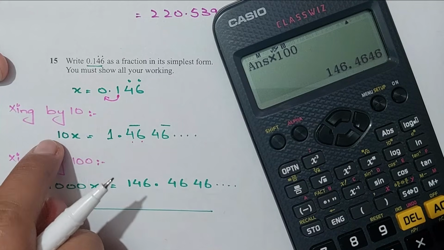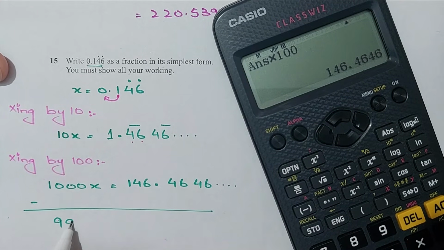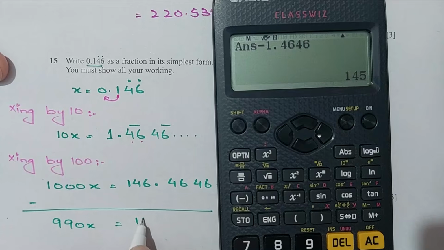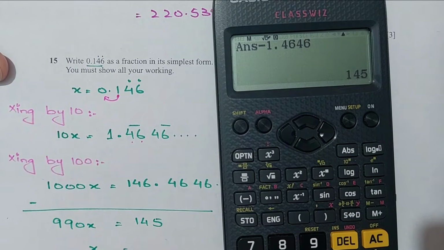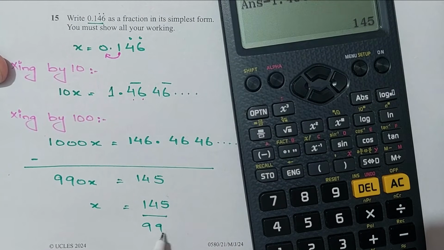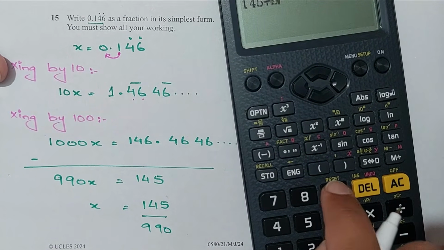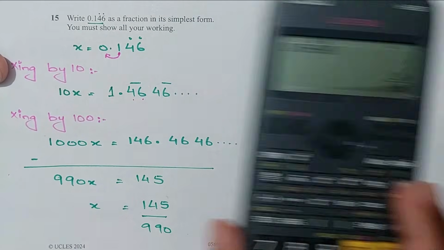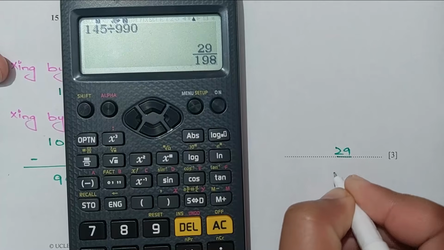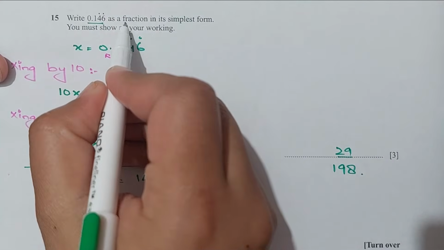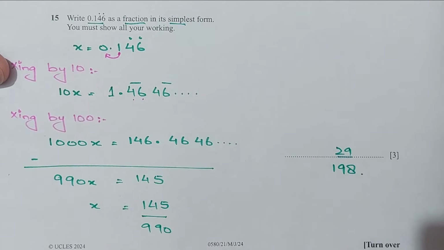Okay, now we have to subtract. From 1000x take away 10x, this is 990x. From this number take away 1.4646, this is 145. So what is x? x is going to be 145 over 990. 145 over 990 in its simplest form is 29 over 198. This is in the simplest form. We have to write it down as a fraction in its simplest form.